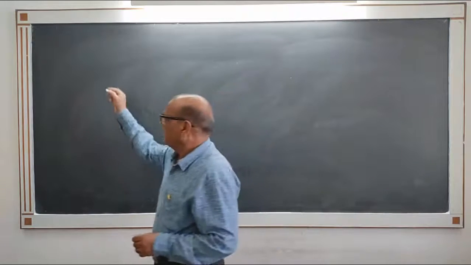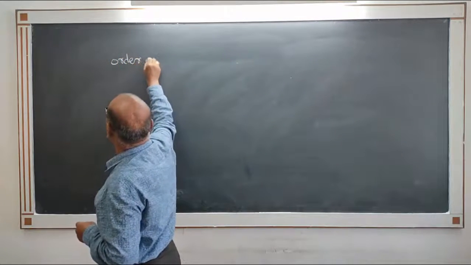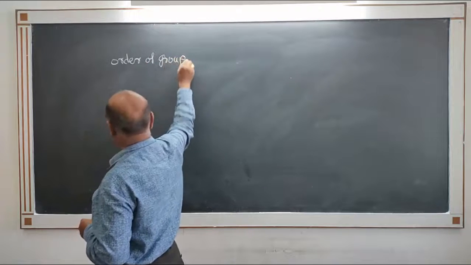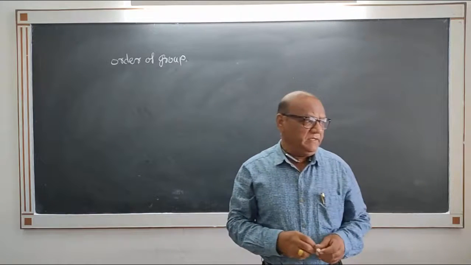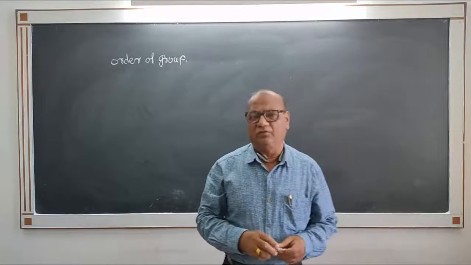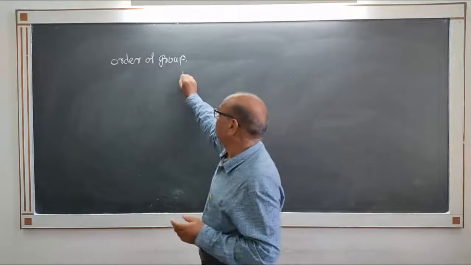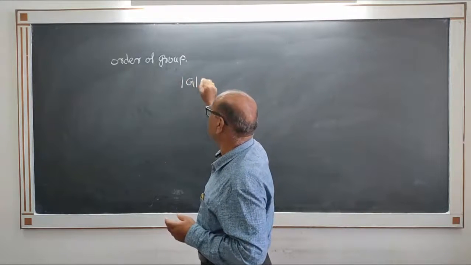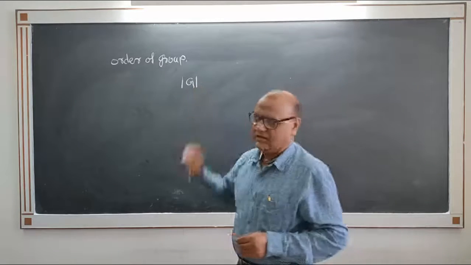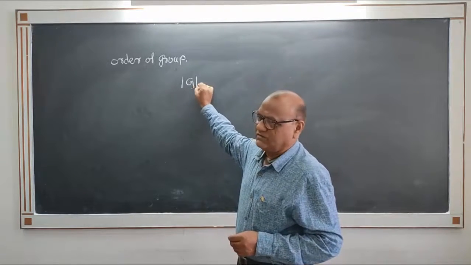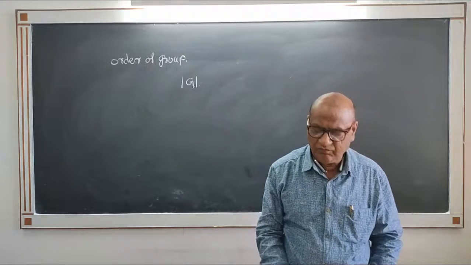First, the definition of the order of a group. Order of a group means the number of elements in a group. It is denoted by mod G and read as order of G. Order of G means the number of elements in the group G.